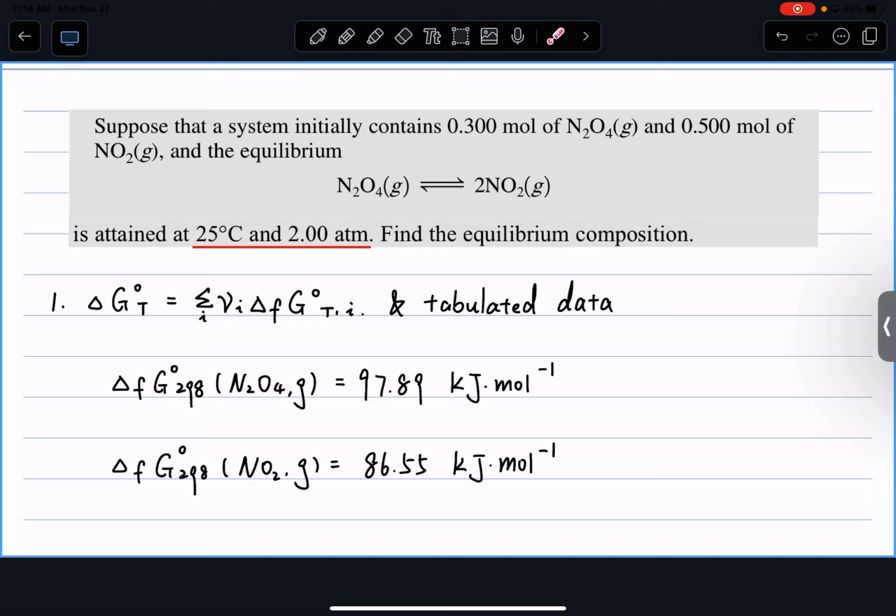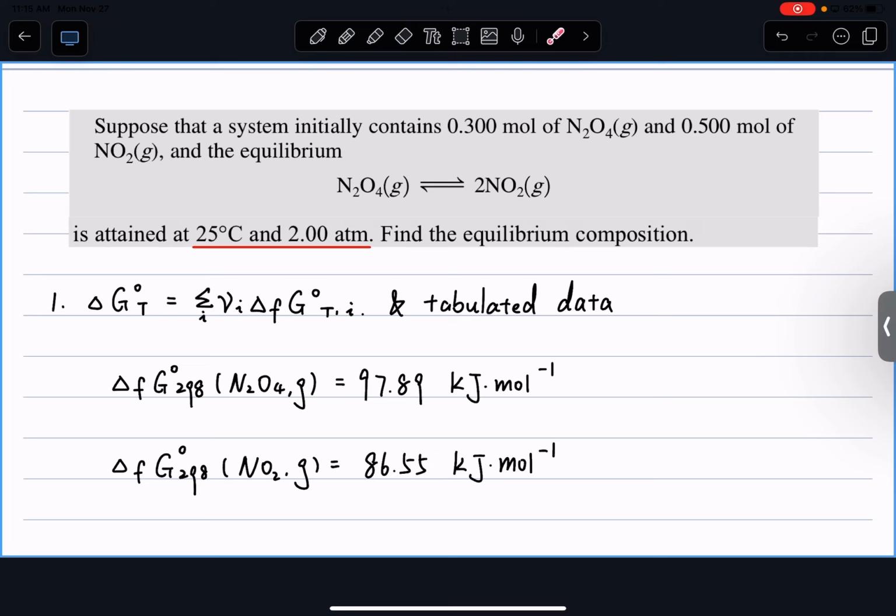In this question, when we say find the equilibrium composition, you can express it as the number of moles of N2O4 at equilibrium, or the number of moles of NO2 at equilibrium. Or you can express it as the mole fraction of these two species at equilibrium. And we'll see how to do it. So let's turn on the light. I'm going to do our solution on the board. You can also find that in our annotated notes.